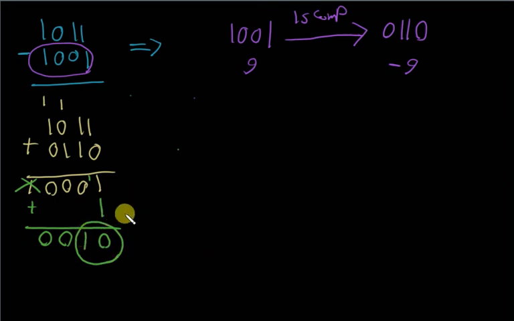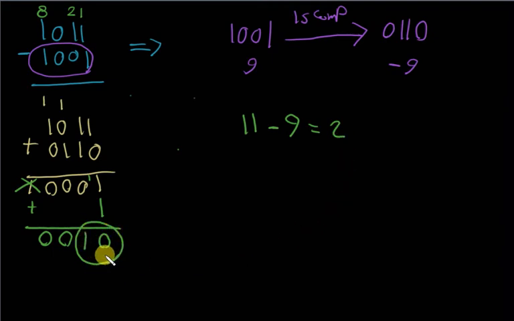Now let's check if one's complement is actually working. So what I do here is I will take this number and change it to a decimal number. The decimal number of this number is 1 plus 2 plus 8, so it will give me 11. So I have 11 minus 9, and 11 minus 9 will give me 2.